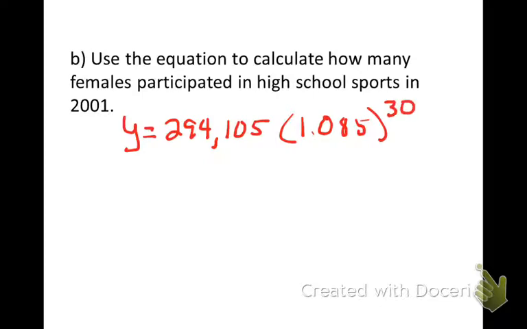And do the math. This is why it's nice to have a calculator, because if you want to take 1.085 to the 30th power, you're going to get 11.5 and so on. I'm just going to leave it in the calculator, but it goes on around 11.6. Then times 294,105, you're going to get 3,399,339 and then the decimal. Since it's a 0.5, we should round up to make this 40.